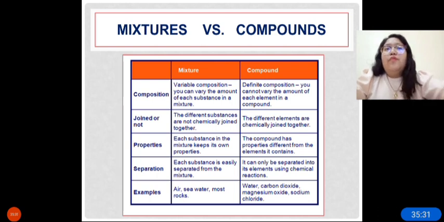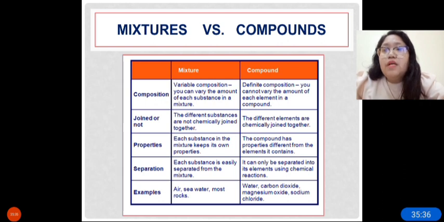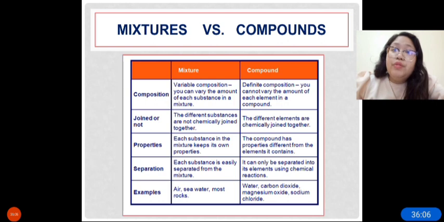Okay, so we have here a comparison between mixtures and compounds. So in terms of composition, a mixture has a variable composition. We can vary the amount of each substance in a mixture. A compound has a definite composition, meaning you cannot vary the amount of each element in a compound. Now, in a mixture, the substances are not chemically joined together. On the other hand, compounds are chemically joined together.